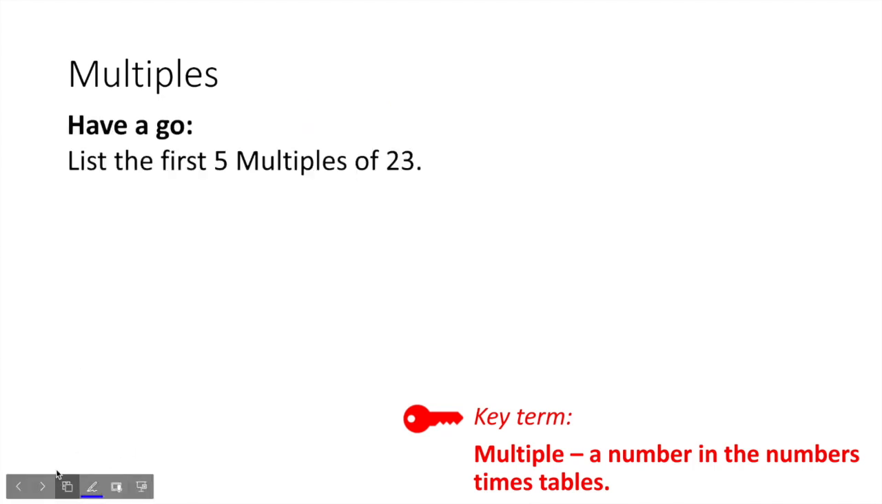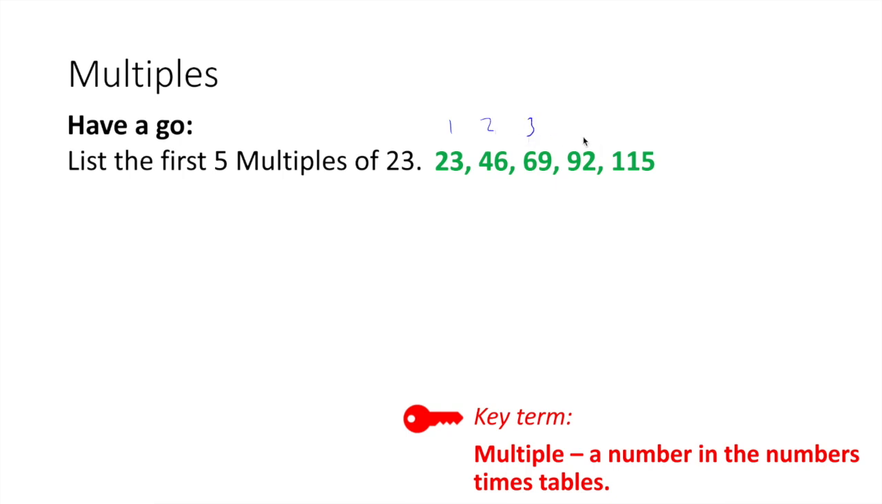Have a go for yourself. Pause the video now. Alright, if you've done that, this is the answer. Right, first, second, third, fourth, and fifth multiple of 23. Sorry, I forgot to go over the key term: a multiple is a number in the number's times table.